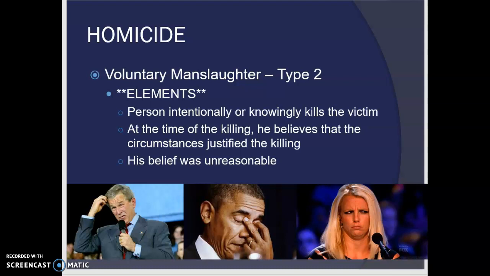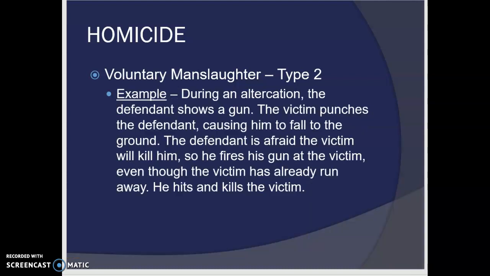If someone breaks into my house and waves a gun at me and I kill them, I believe I was justified and I actually was justified, okay? That's going to be no crime. That's self-defense. Now, let's say that I believe I'm justified, but in fact I was not, and it was not reasonable for me to think that I was justified. Okay, then we're going to have this bumped down to voluntary manslaughter type 2.